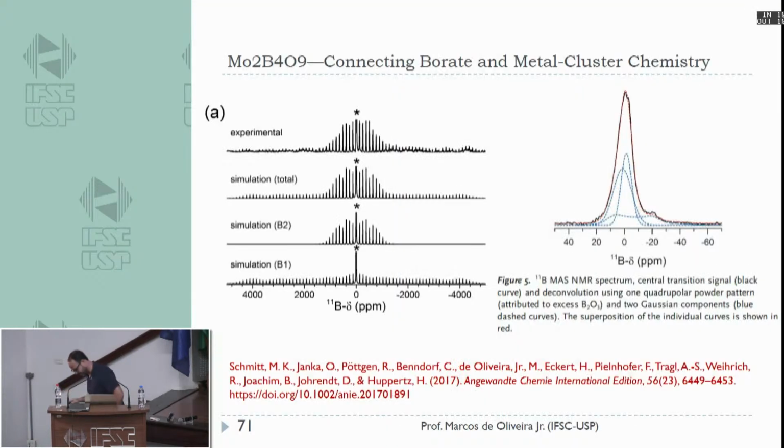Now I want to show the central transition here. I think I stepped somewhere.